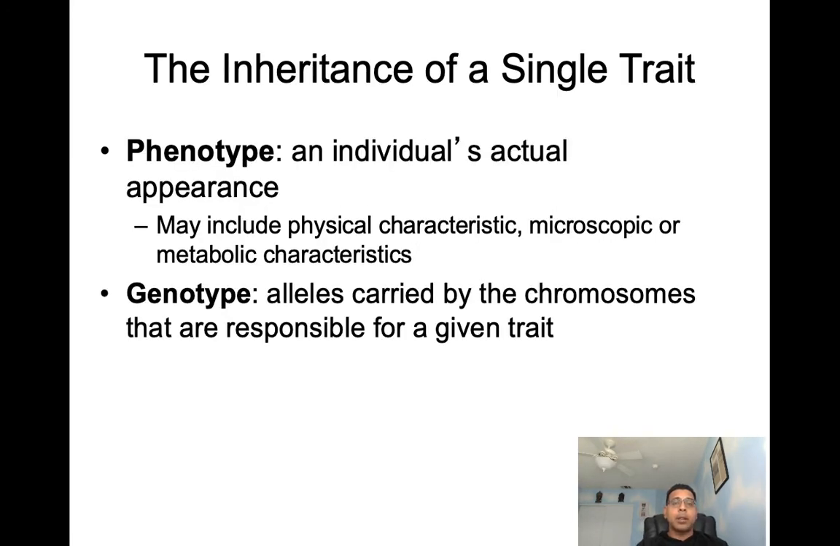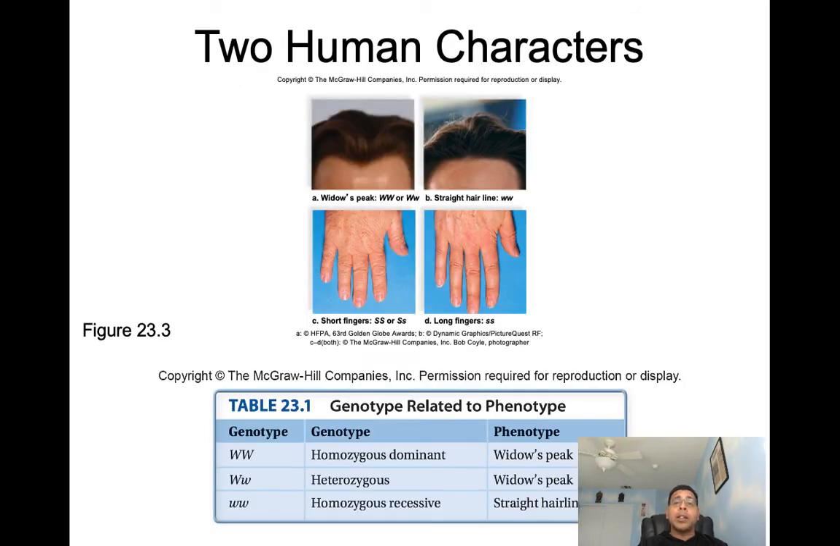All right, next then let's talk about the inheritance of a single trait. First here, I'd like to talk to you about the term phenotype. The term phenotype describes either an individual's physical characteristics or microscopic and metabolic characteristics. Here in this figure, we can see we are going to use traits of hairline and finger length in our examples. Both of these traits are going to have variations in their phenotypes, which are going to be determined by the combination of alleles that one is going to inherit.